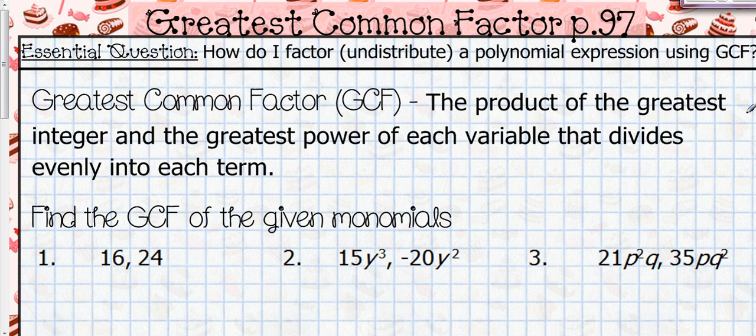We're going to go ahead and define greatest common factor for the GCF. Again, I'm going to call it right here, and you'll probably see that on a quiz. So the definition of greatest common factor is the product of the greatest integer, that's just a whole number, and the greatest power of each variable that divides evenly into each term. Okay, so really what we're saying here is the things that multiply together, the smallest that I can take out of these different terms. Okay, so the GCF again is a product, so you're going to multiply everything together.